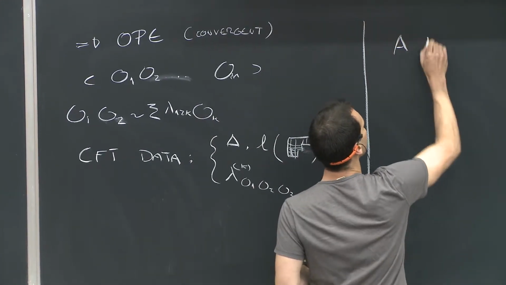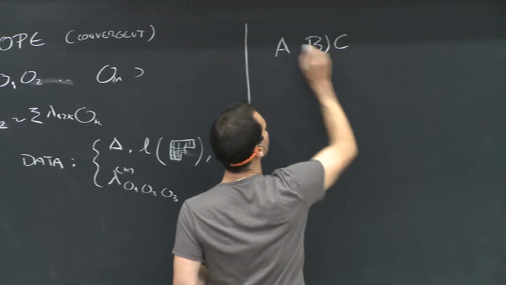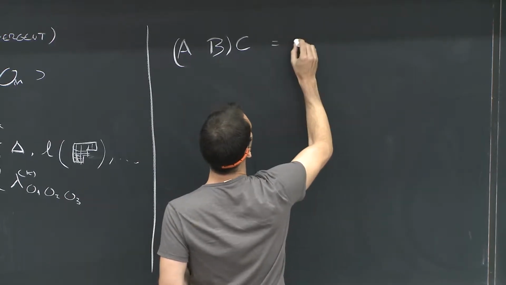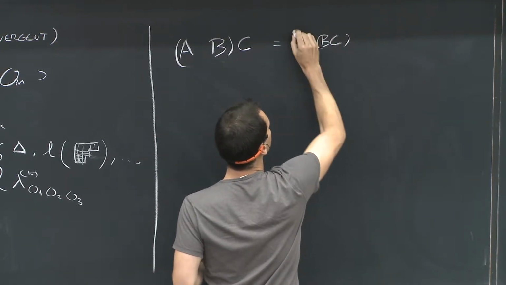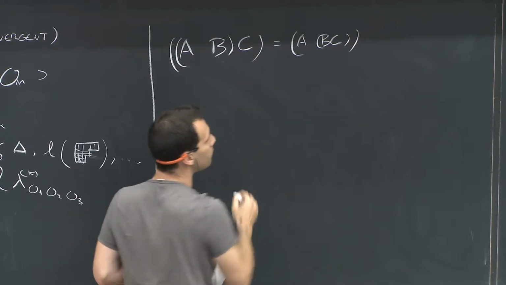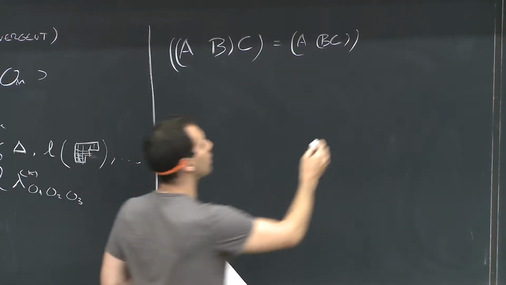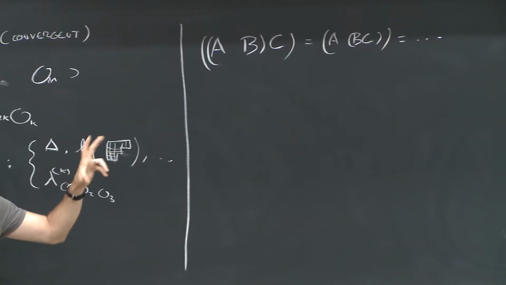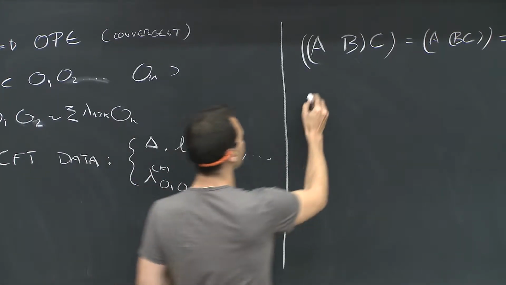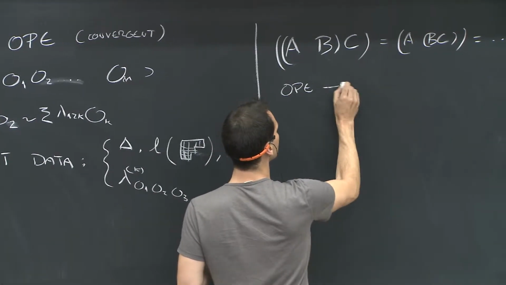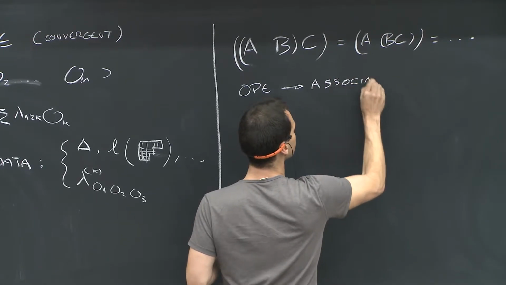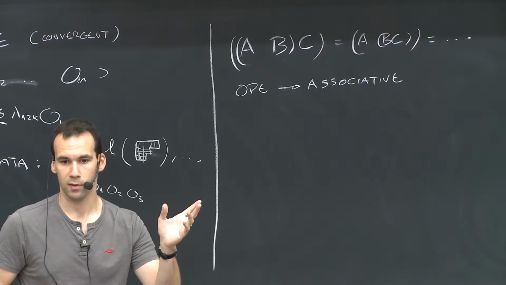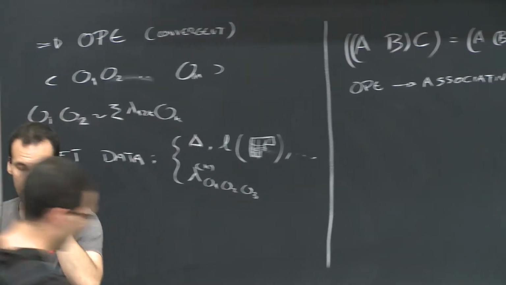So if you have operators A, B, C, then you could take the OPE of AB and then BC. But you could also do A, BC, right? So you can do it in many ways. So one important requirement is that it should not matter in which way you do this. In other words, the OPE should be associative. And this is essentially a consequence of Bose or Fermi symmetry, right? So you can swap the operators and nothing should happen.